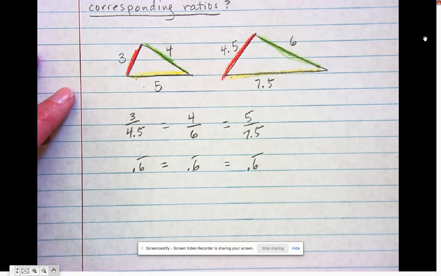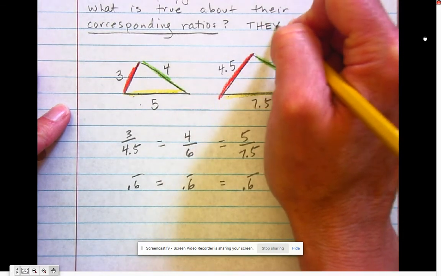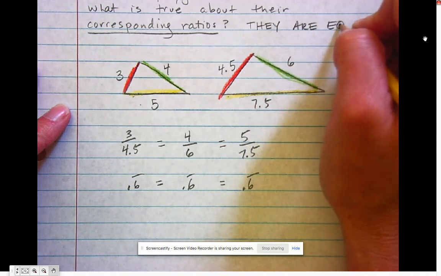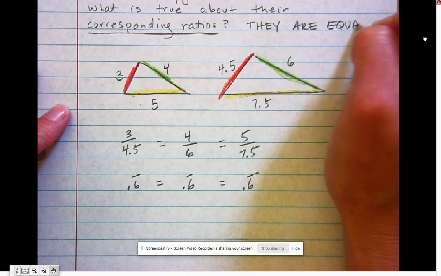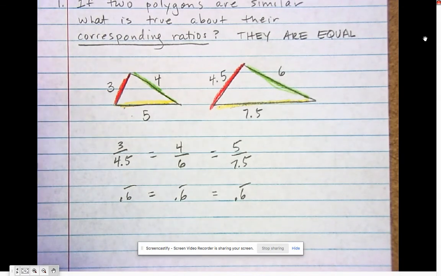All right, so what is true about them? We should say that they are equal. Okay, so we compared the corresponding ratios, the ratios of the corresponding sides. All right, second big idea.